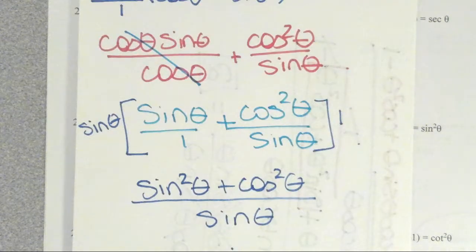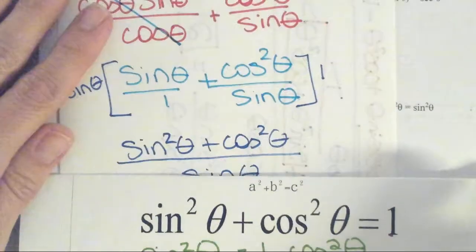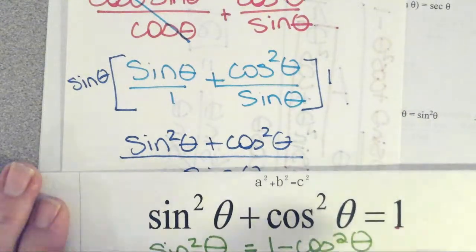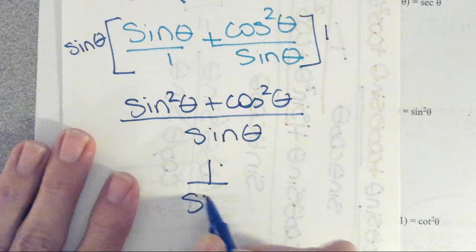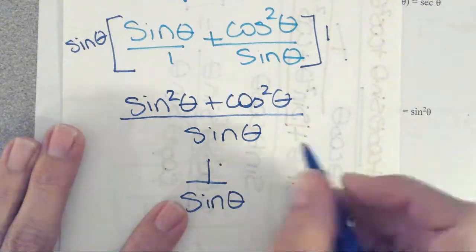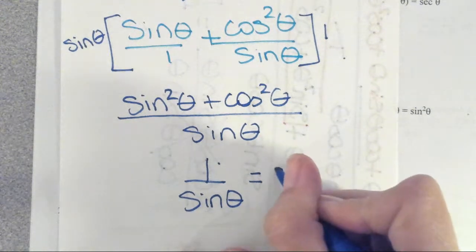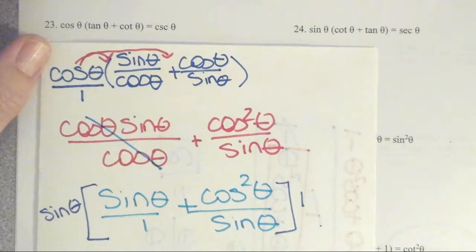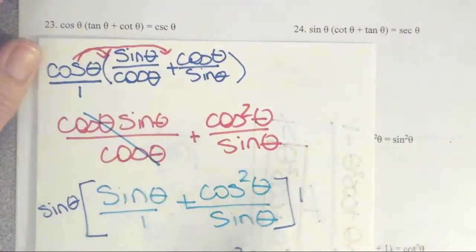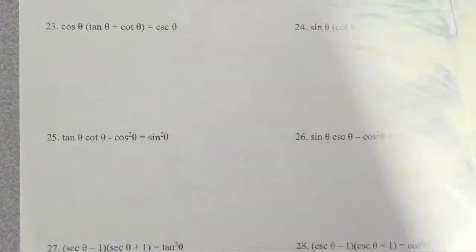Okay? What do I know cosine squared plus sine squared is? We've done this a couple times, so every time I see sine squared plus cosine squared, I'm going to replace it with the number 1. So now I have 1 over sine theta, and I know 1 over sine theta is a reciprocal to cosecant. Okay, I just made the left side, after I multiplied, equal to cosecant. Okay, so we've done 19, 21, 23. Let's go look at 25.